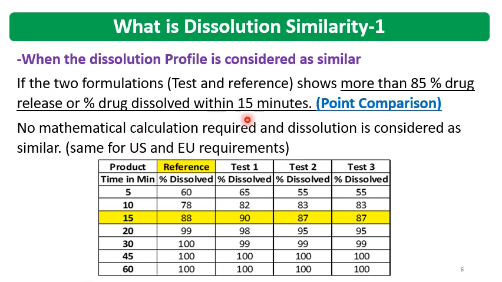This type of dissolution similarity is called point comparison. Point comparison means you are considering only one point of 15 minutes and showing the similarity in the dissolution. So always remember, if you have a formulation which shows above 85% drug release within 15 minutes, then there is no requirement of F2 calculation. Also remember that this rapid release of more than 85% in 15 minutes should be there in all the media.